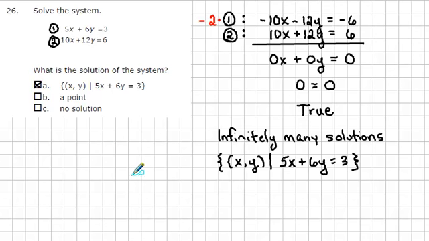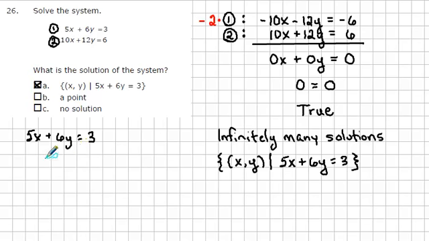Now if we'd like to support our answer graphically, what we might do would be to sketch a graph of equation 1 and a graph of equation 2. I'm going to go ahead and use the calculator as a tool to do that. And so what we'll need to do is to solve each equation for y. So let's write down the first equation. 5x plus 6y is equal to 3.